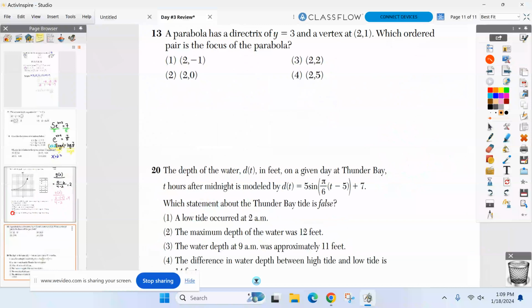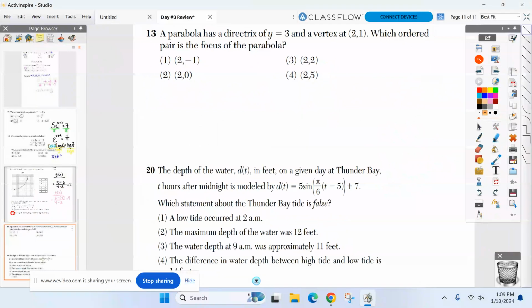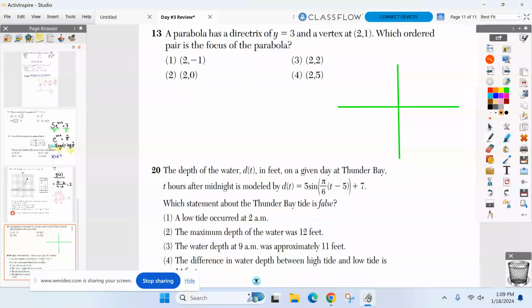Directrix y equals 3, vertex. You don't even have to do the equation like you're going to have to do tomorrow. It just needs to know where the focus is. Scrap graph attached at the end of your exam. 2, 1. There's the vertex. And there's the directrix. It's a line.